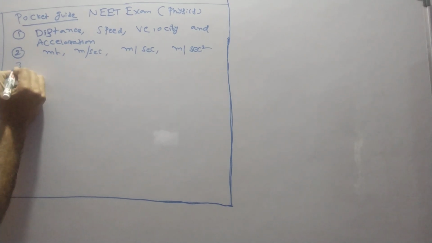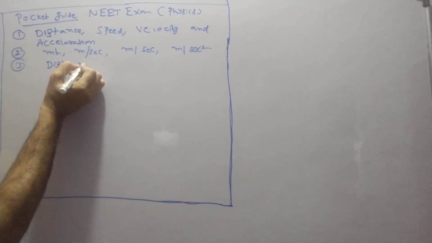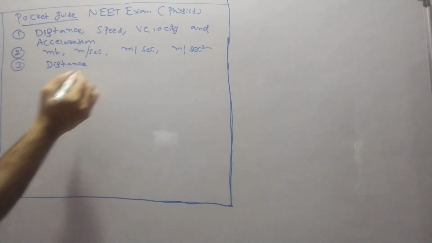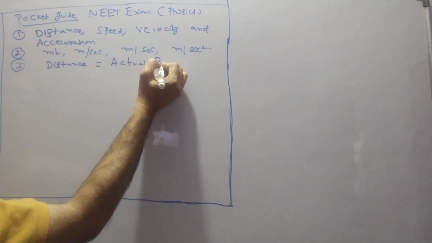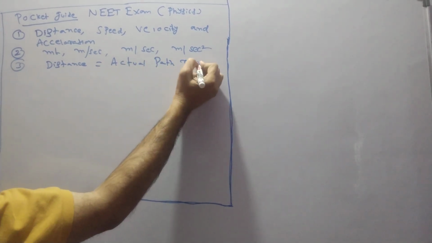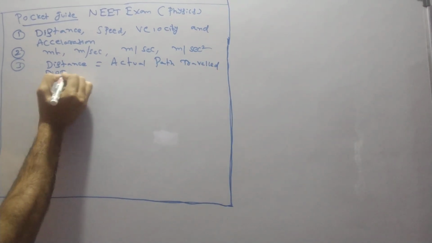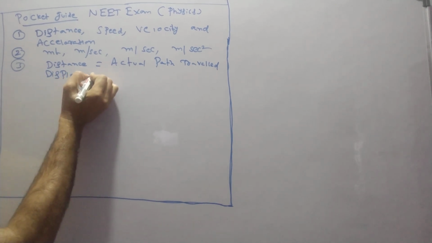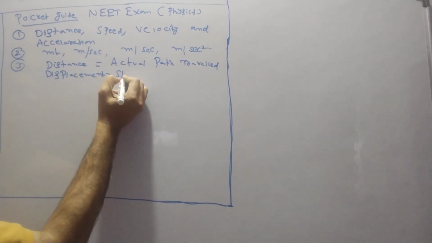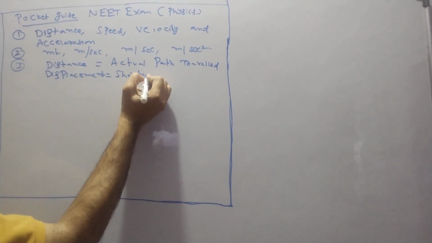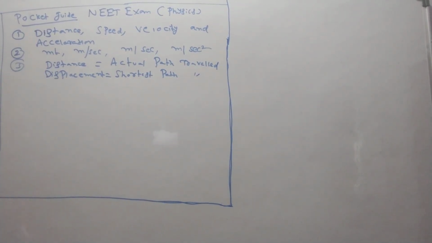Now third point is, distance is actual path traveled. Okay, distance is actual path traveled. And displacement is the shortest distance traveled or shortest path. Okay, so this is our third point in our pocket guide.